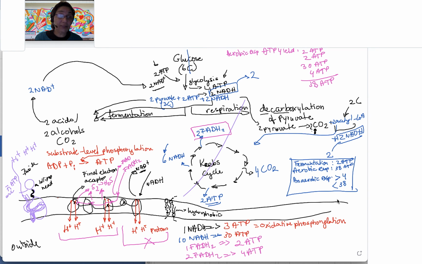But then Pseudomonas aeruginosa is a gram-negative bacterium. It's what you call an obligate aerobe, you'll learn that term next week, and it can only use aerobic respiration.